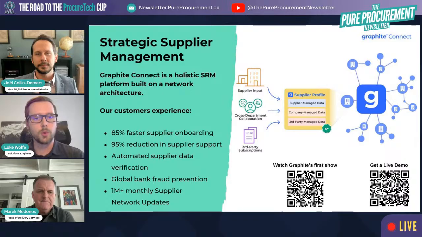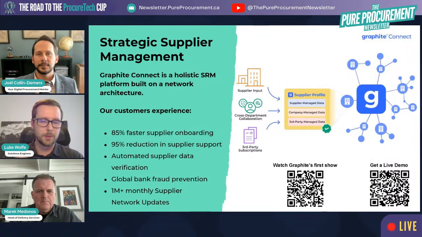We're reducing ongoing support. You think of, hey, how do we update my supplier's banking information? Or, hey, their insurance is out of date. Graphite helps maintain that data, updates our customers when that changes, and makes sure the supplier knows where to go and how to do it. We have a big focus on data as the foundation for everything you're trying to do with onboarding, supplier performance, and relationship management, and then the ongoing management of the data, which includes bank fraud prevention and validating tax and address information.